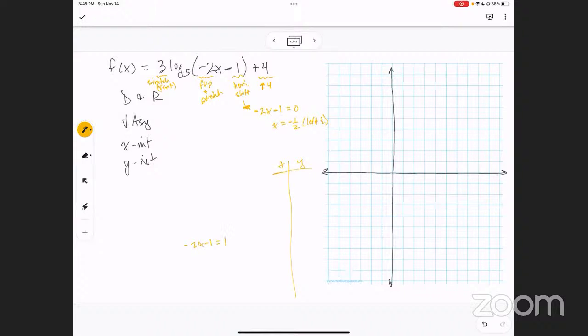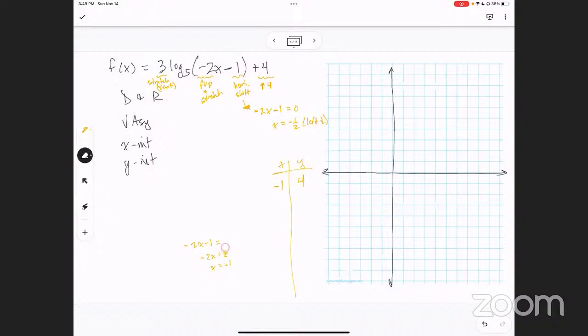You understand? So I want negative 2x to equal 2, which means I want x equal negative 1. So I'm going to put negative 1 in for x. The reason I'm doing that is because then I will get a nice whole number out. My whole number that I get out is going to be 0, and then it shifts up 4.